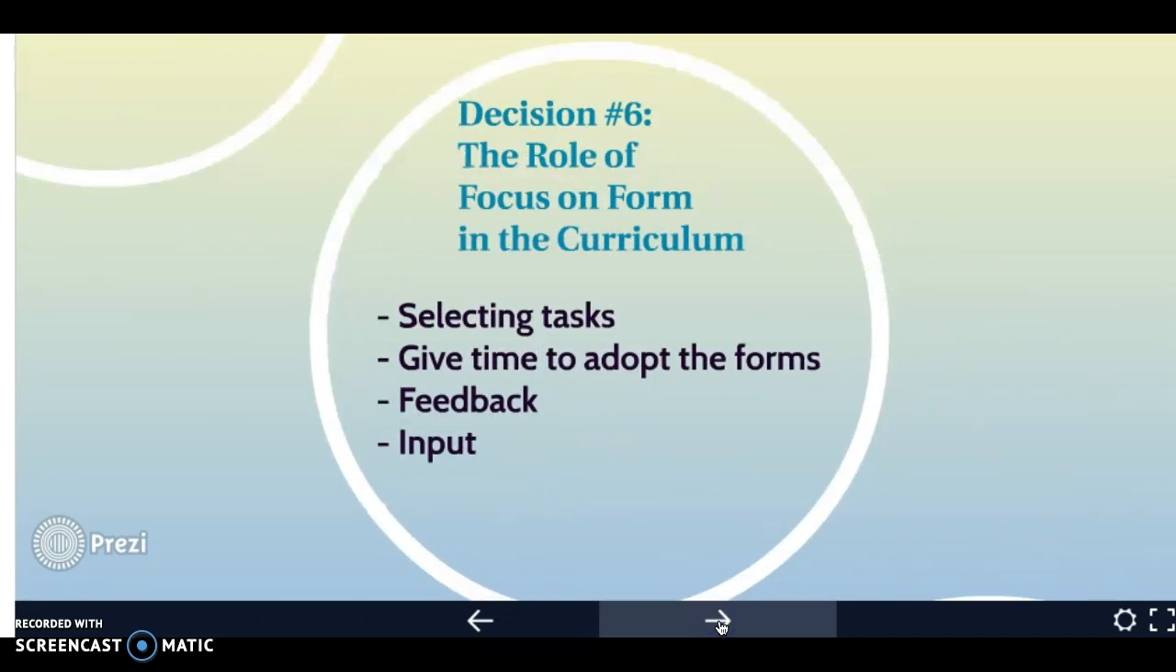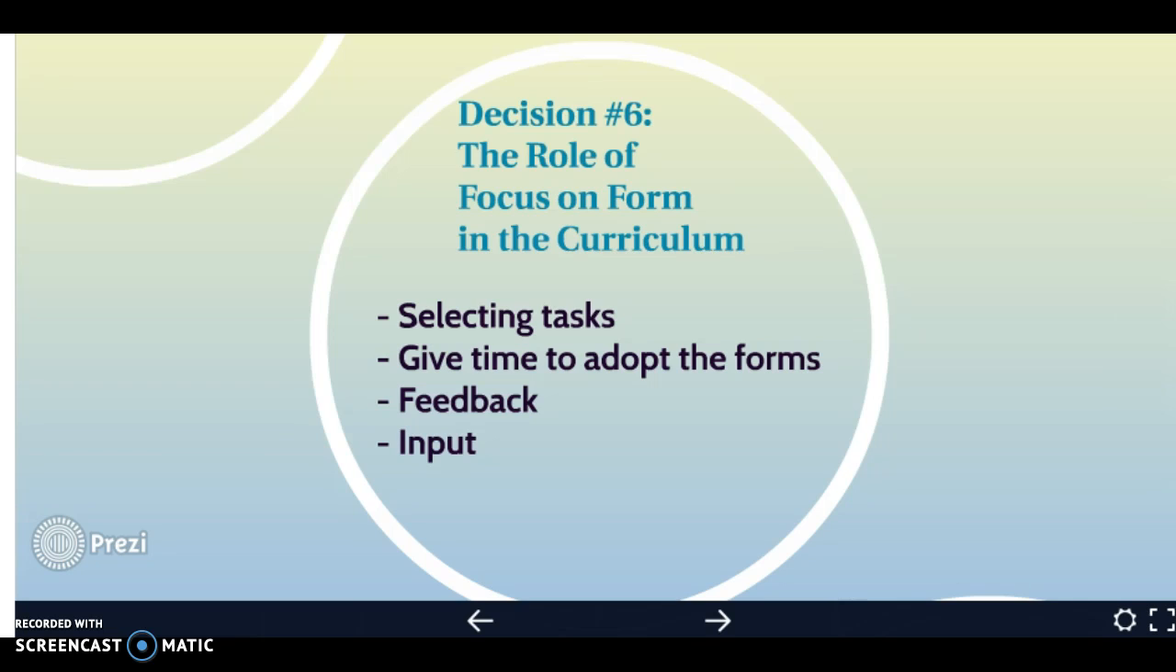Decision number 6, the role of focus on form in the curriculum. The teacher is the one that should put together the curriculum. Selecting tasks, it is important that the teacher is aware of the learners and what forms that is needed to focus on. If learners have started attempting the form in output or showing comprehension in input, it is necessary to focus on it. If there is no attempt, then start making the students noticing it.